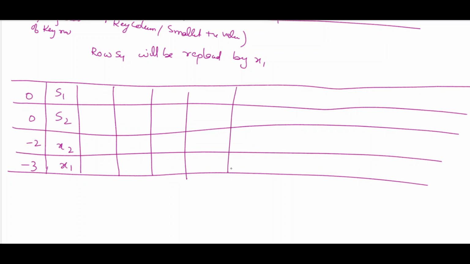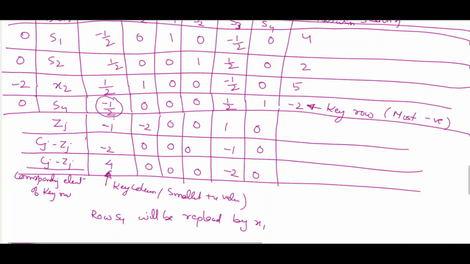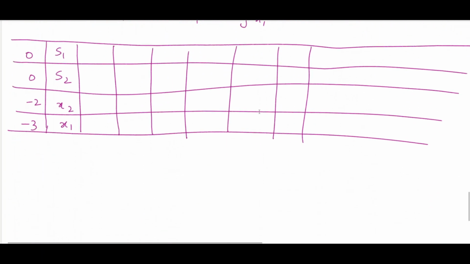Now if you do all sorts of calculations, first you will compute for the S4 row, that means minus 1 by 2 divided by minus 1 by 2, 0 by minus 1 by 2, all zeros, 1 by 2 divided by minus 1 by 2 and 1 divided by minus 1 by 2. So this row first you will compute, that means this last row. So here you will get 1, this is 1, 0, 0, 0, then minus 1, minus 2.